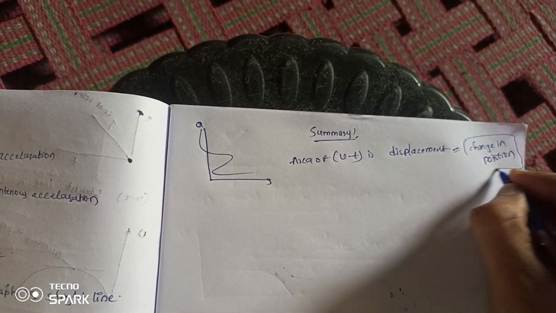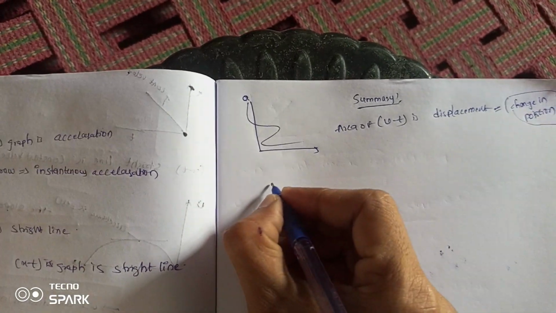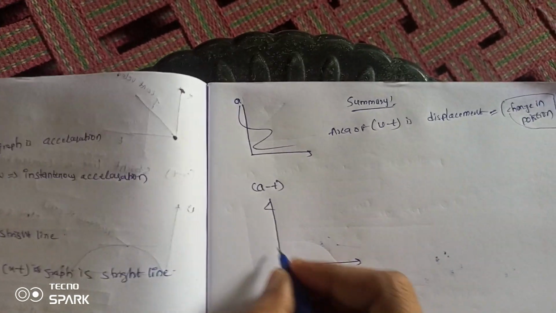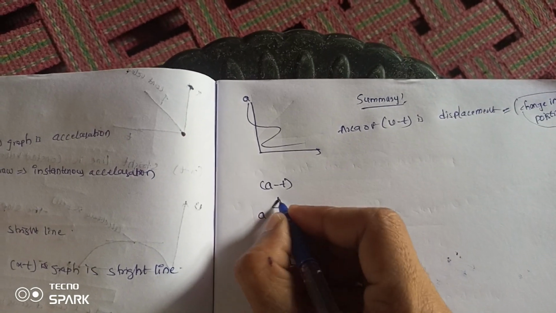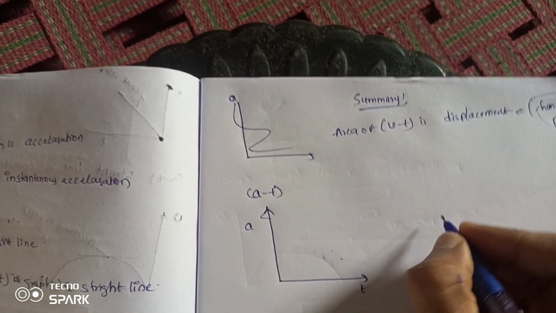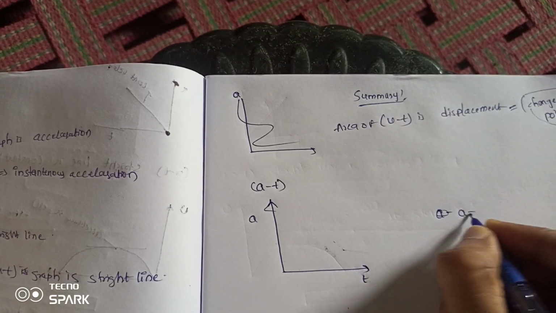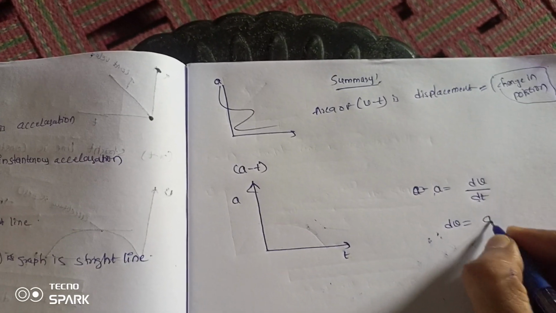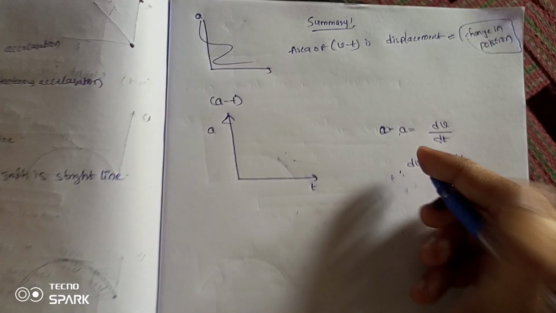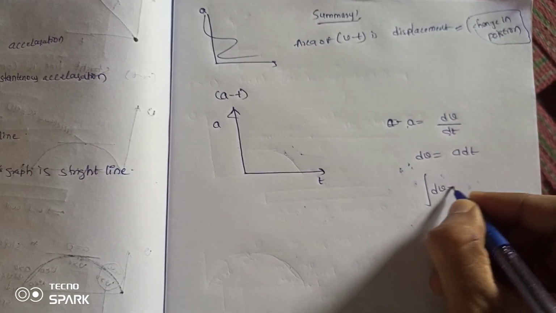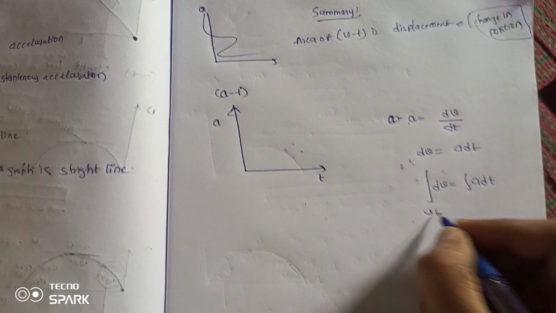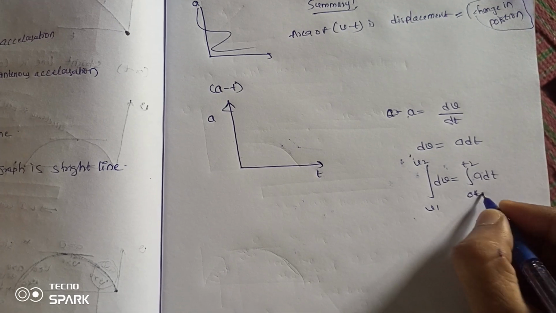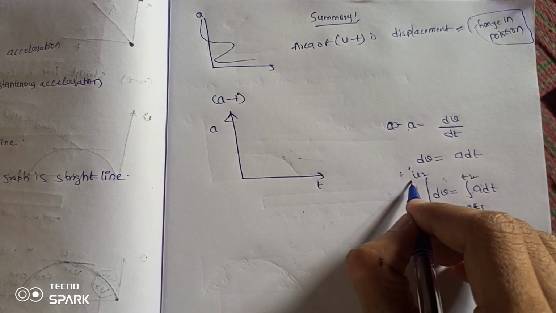It is most important. Then I will draw the acceleration and time graph, A and T. Acceleration is the rate of change of velocity with respect to time, so dv is equal to a dt. Apply the integration: integral of dv from v1 to v2 equals integral of a dt from t1 to t2. This means at t1 the velocity is v1, and at t2 the velocity is v2.